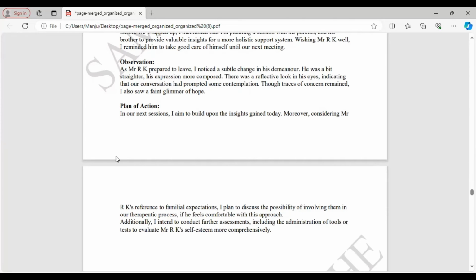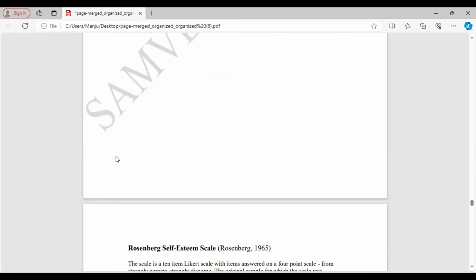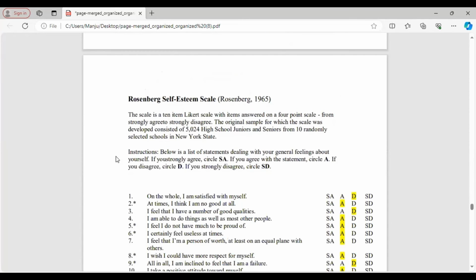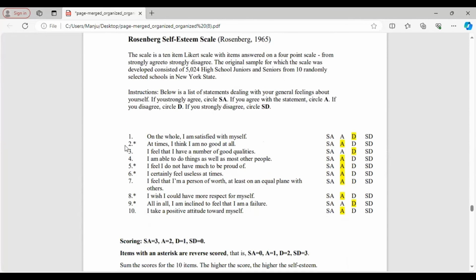For this particular case and the patient, a self-esteem test was conducted. That was the Rosenberg self-esteem scale. This scale is a 10 item Likert scale. You can see the 10 statements there, each having four options, starting from strongly agree to strongly disagree. And the patient has to choose one of these according to their choice.